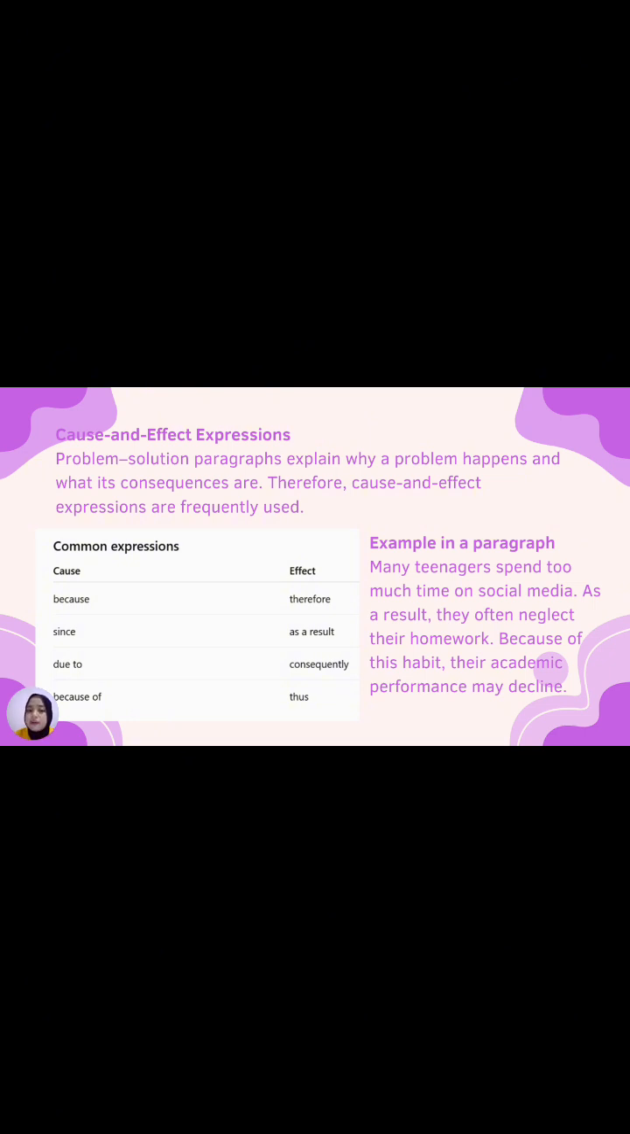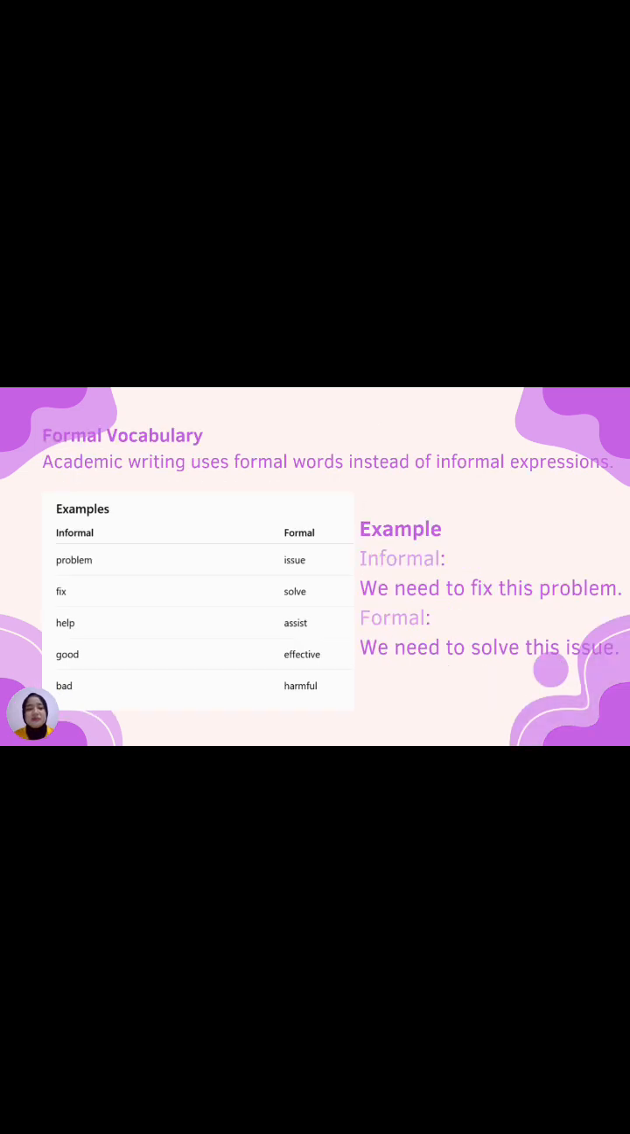Example in a paragraph: Many teenagers spend too much time on social media. As a result, they often neglect their homework because of this habit. Their academic performance may decline. You can see here that "as a result" is for the effect, and for the cause it is "because". Just like this. Okay, next.